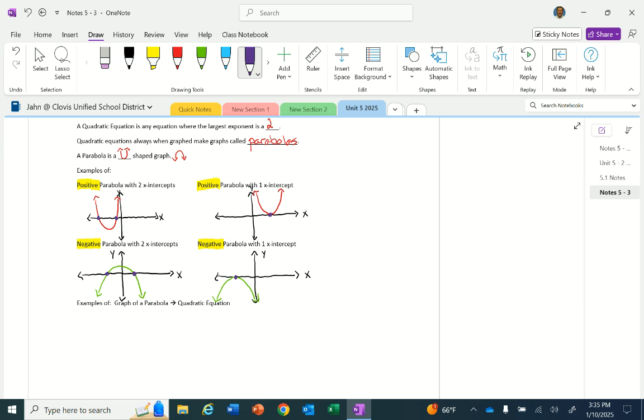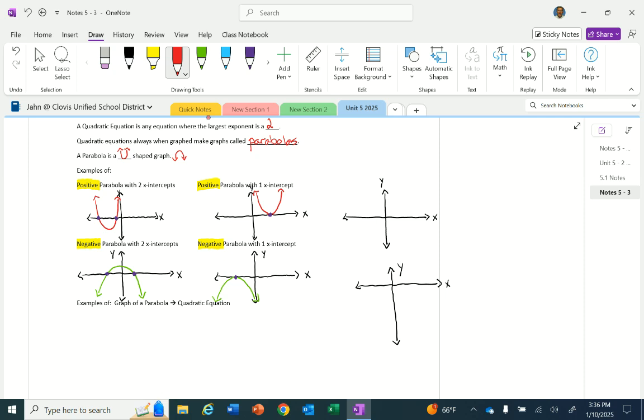So these four examples right here are probably the four most common examples. And now just for fun, and I'm not going to charge you extra for this, I'm going to draw an example of a positive and a negative parabola with no x-intercepts at all.